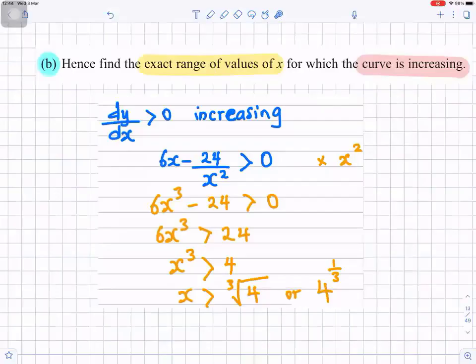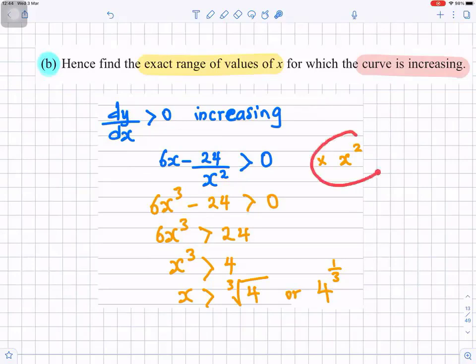Hence, find the exact range of values of x for which the curve is increasing for part B. When it is increasing, dy over dx is greater than 0. The gradient is greater than 0. That means it's going up, increasing. So hence means we use the answer from before. That's what hence means. Don't use another method, use the answer from before. So that differential, dy over dx, will put it greater than 0. We need to solve it.